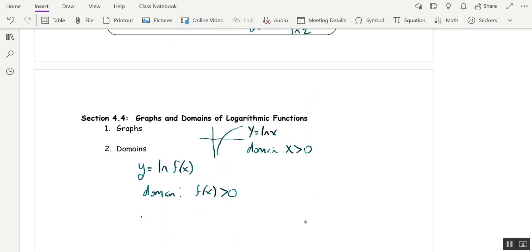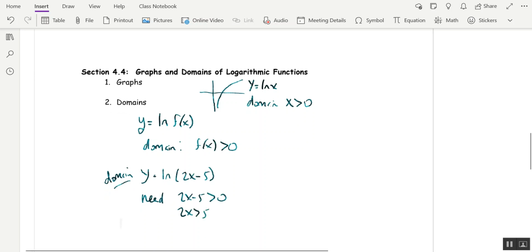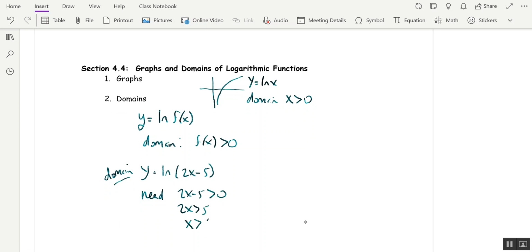So if you wanted the domain of y equals ln of maybe 2x minus 5, then the first thing you're going to do is say, well, I need 2x minus 5 to be greater than 0, and solve that. 2x greater than 5, x greater than 5 halves. So that's as an inequality, the domain, and as an interval, that would be 5 halves, parenthesis, comma, infinity.